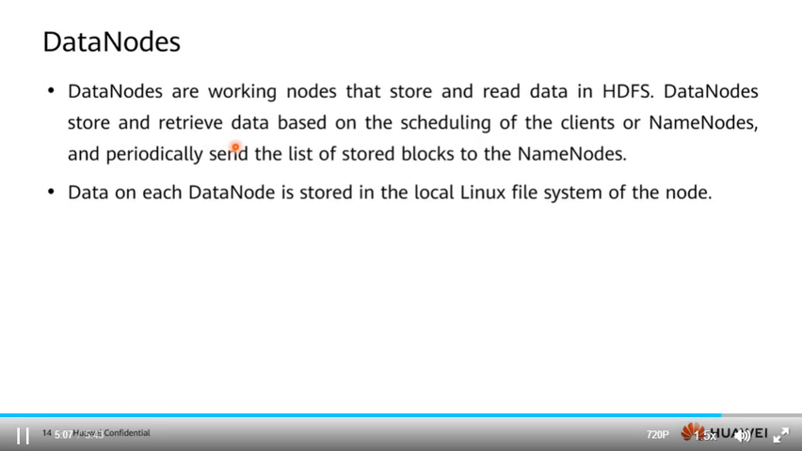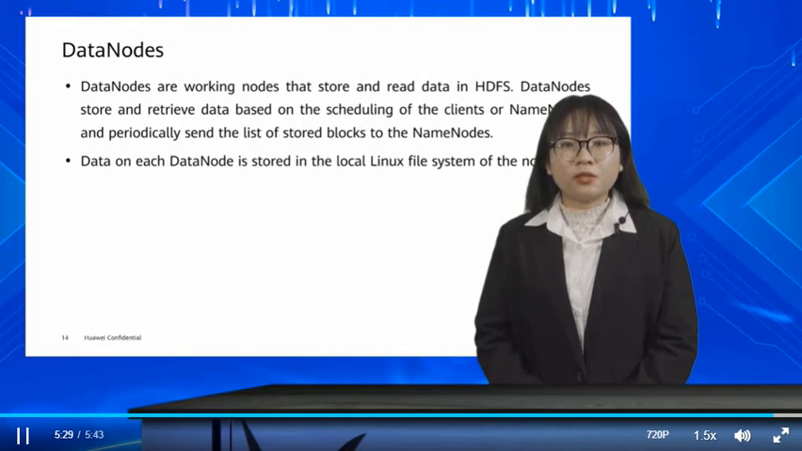Just now we see that data node is the actual working node in HDFS. It stores and retrieves data based on the scheduling of the clients or name nodes, and periodically sends the information of stored blocks to the name node. And data on each data node is stored in the local Unix file system. In this section, we talk about some basic concepts of HDFS. Next, we will talk about the architecture of HDFS.